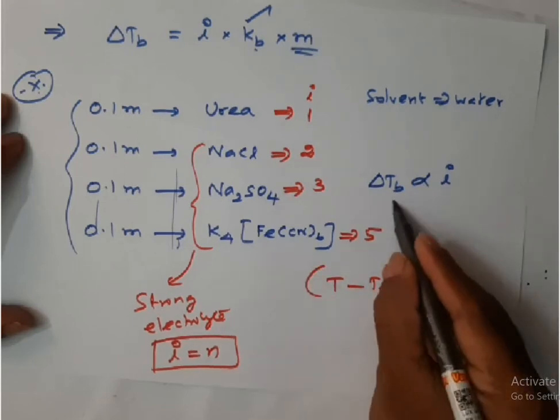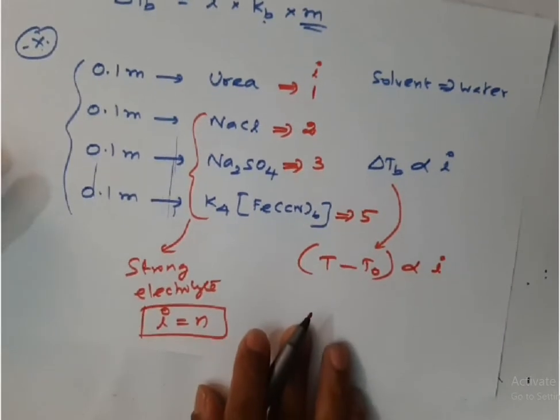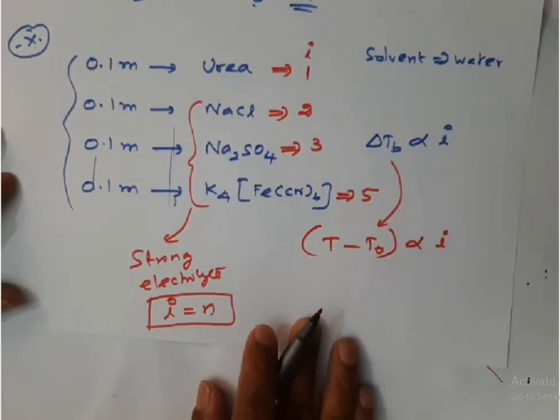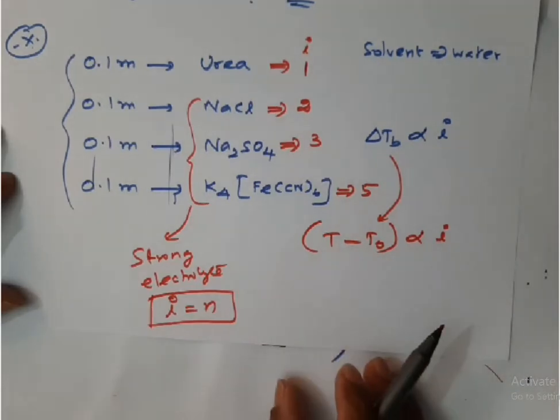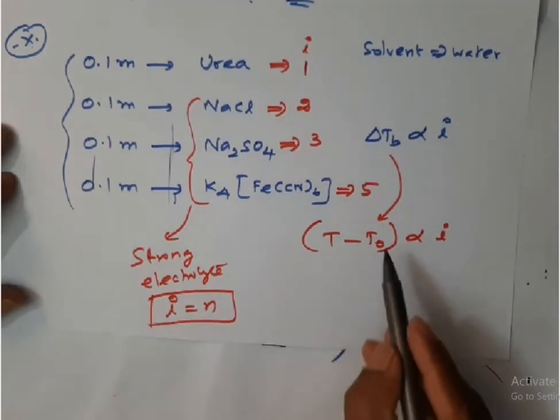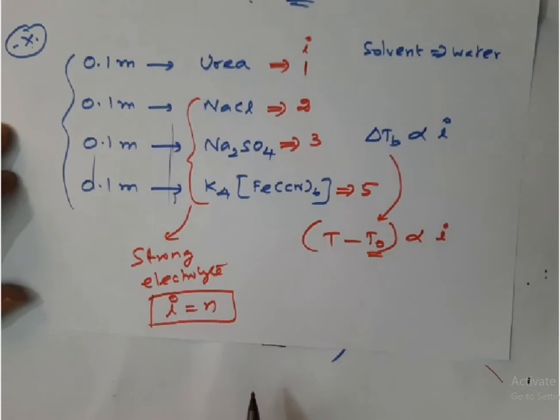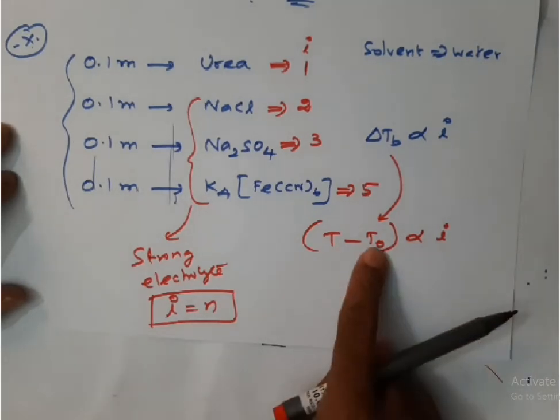Students, observe carefully. Delta TB is T minus T naught. So what does this expression give? Listen, T naught is constant. T naught is the boiling point of pure solvent. It is a constant.